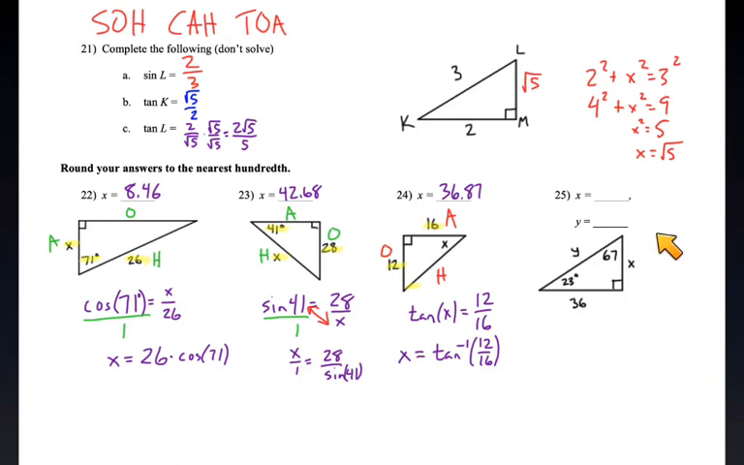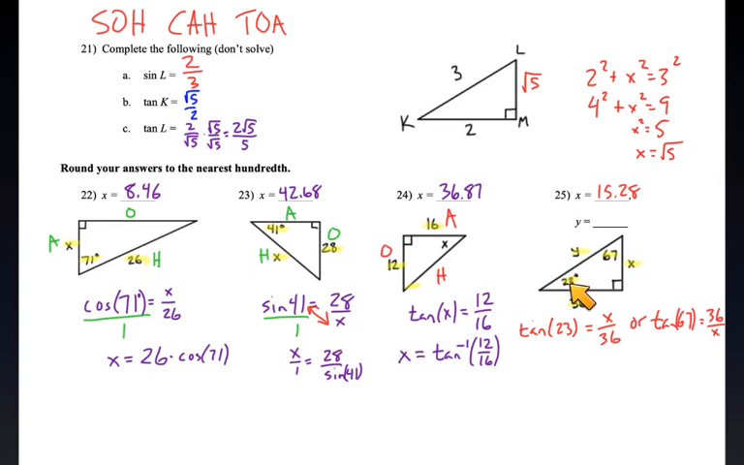Number 25. Actually, on all of these, if you think about it, you could have found the other angle. This question is no different than this. We could have figured out that this angle right here was 49 degrees, or that this angle right here was 19 degrees. All of that was fine and good. So, it doesn't matter which angle you use.